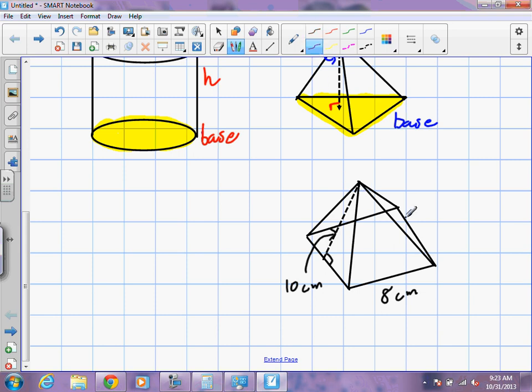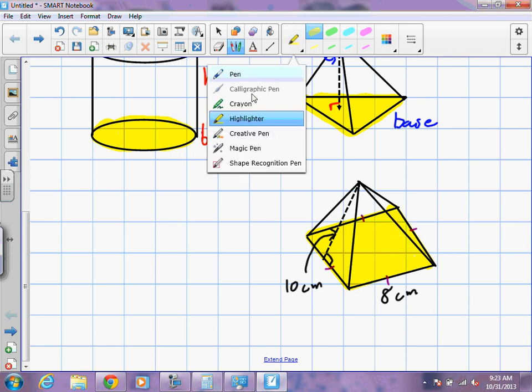In this case, I should be specific and write this in, but this is square-based, so all of these sides are the same. So we know the base in this case is 8 times 8, because all the sides are the same here. So this is our base. We need to find the area of this base to start.